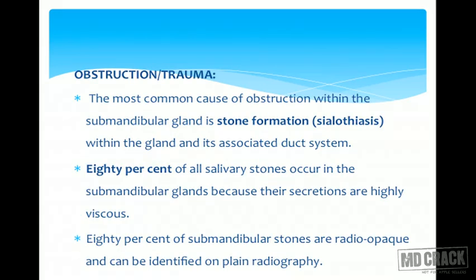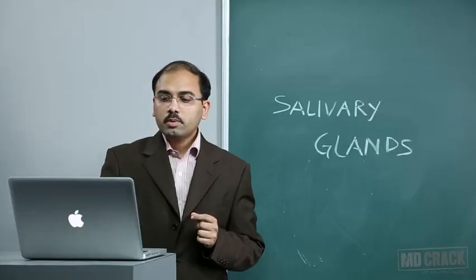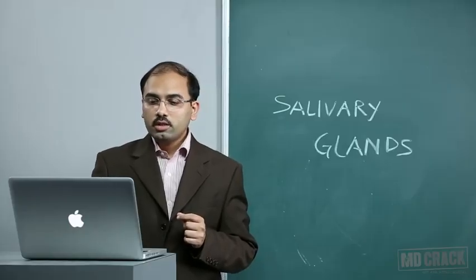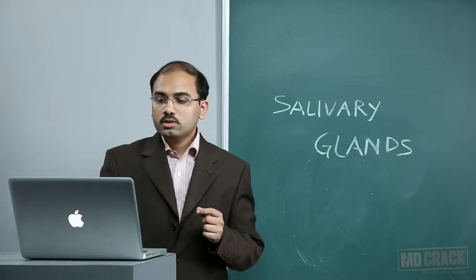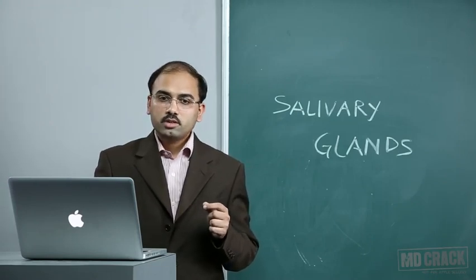Next we will see the lesions that affect the submandibular gland, such as those affecting the duct by obstruction of it or by recurrent trauma to the duct. The most common cause of obstruction within the submandibular gland is stone formation. It is called sialolithiasis. The stones are formed within the gland or its associated duct system. 80% of all salivary stones occur in the submandibular gland because their secretions are highly viscous.